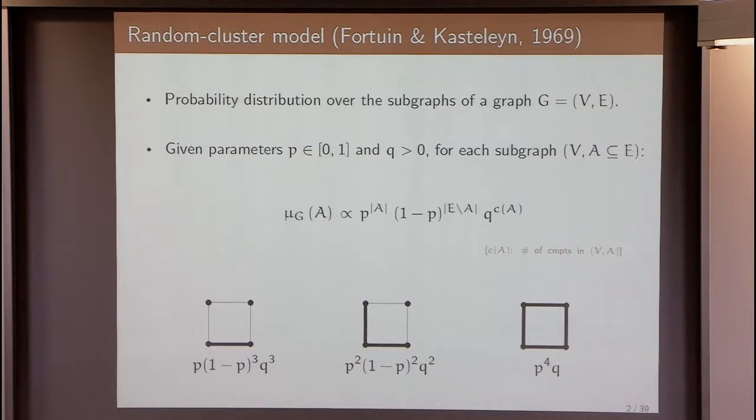So here's an example. The graph here is C4, and the weight it receives is given by this term here, where, for example, you have one edge, so you have one factor of P. There are three connected components, so you have Q to the 3, and so on.